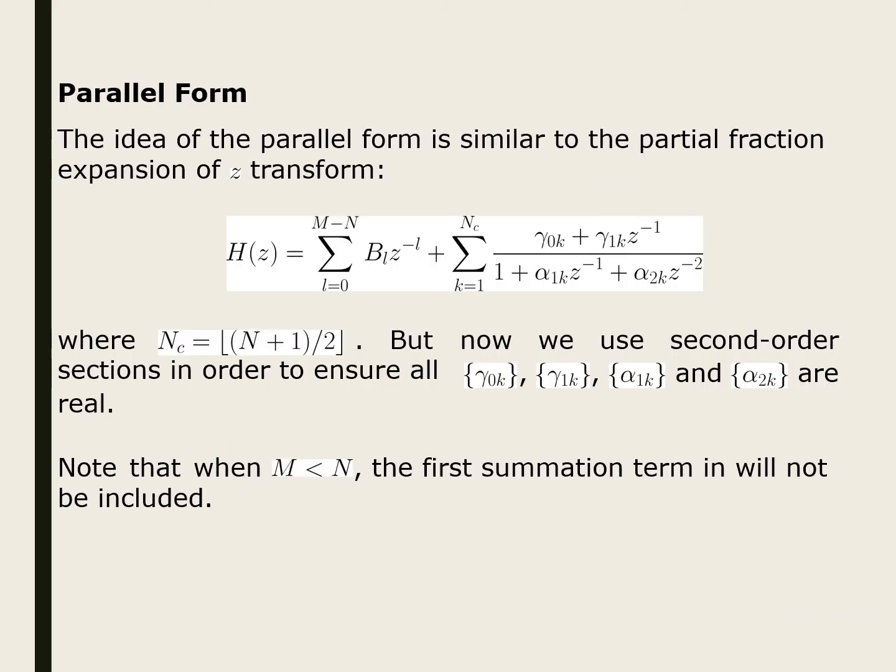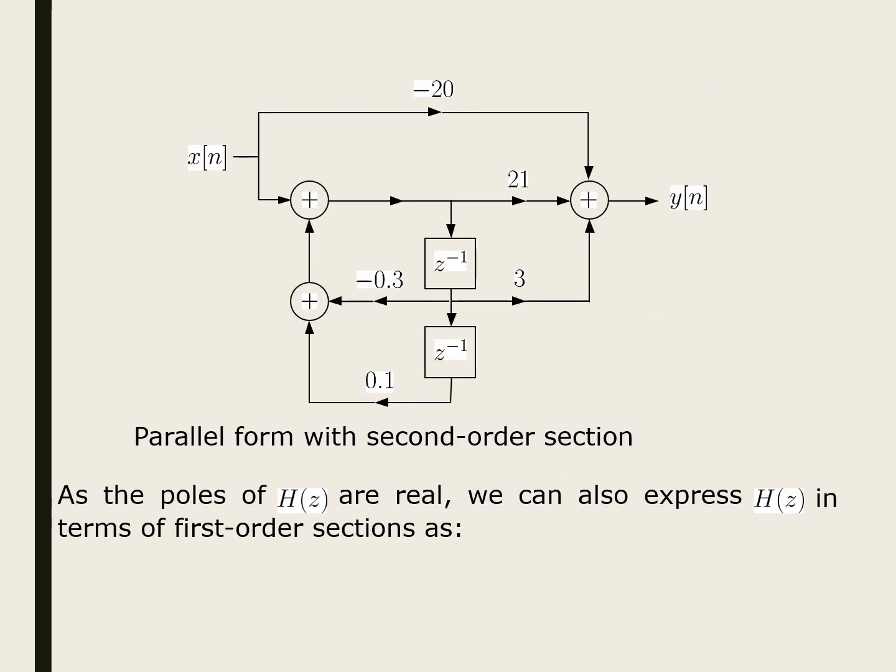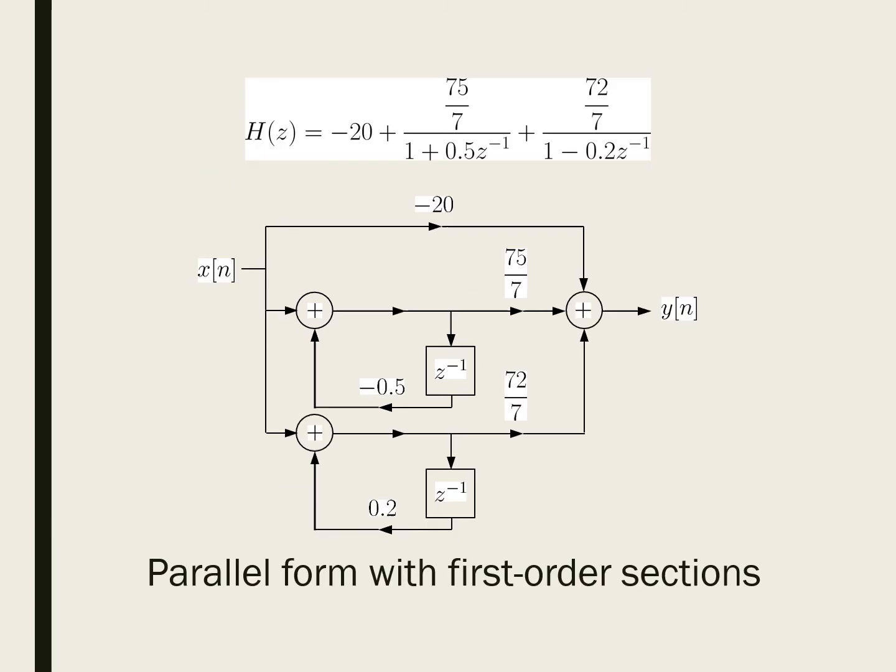Yeah. So this is the generic formula which I have already explained. Once again, this is one more problem which is obtained by using the long division method. So forms can be equally expressed. So with the second order section, we can draw this parallel form like this. Right. So this is with first order section, as well as the second order section.